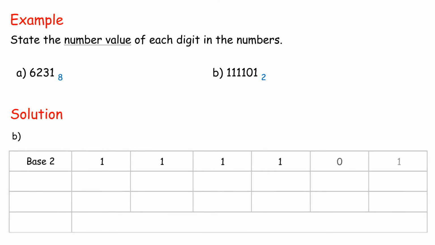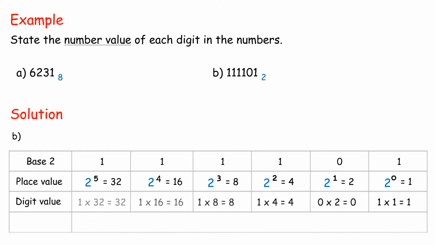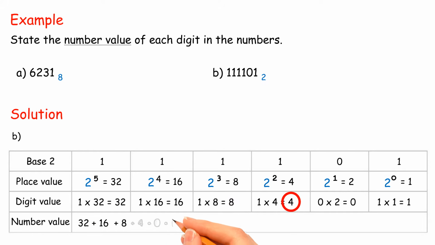B. First, write down the digit in base 2. After that, write down the place value from right to left. Next, in order to find out the digit value, digit in base 2 times place value. Then, the number value is sum of all the digit value. 32 plus 16 plus 8 plus 4 plus 0 plus 1 equals 61.